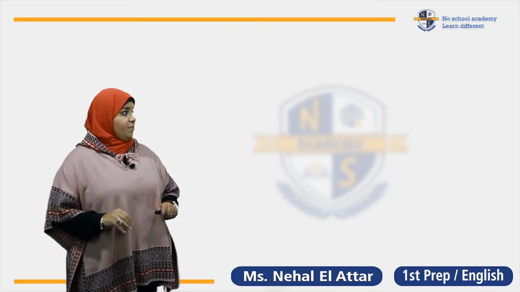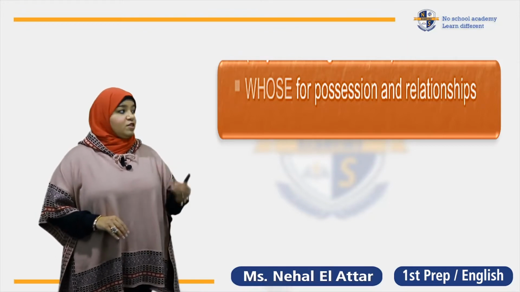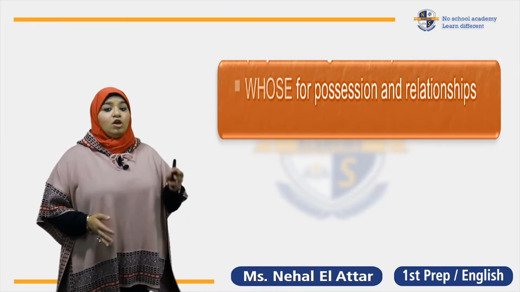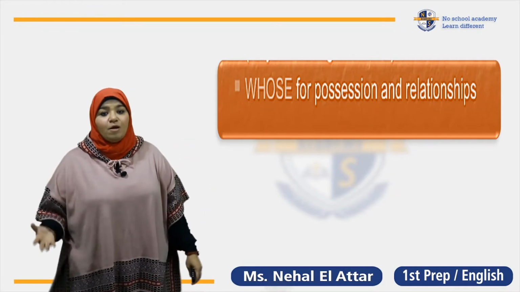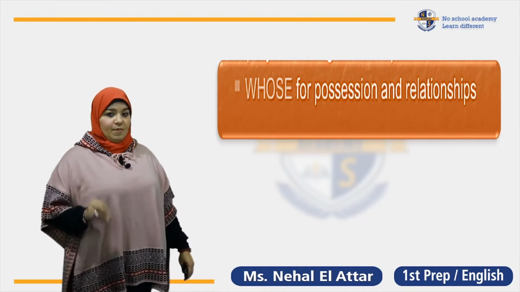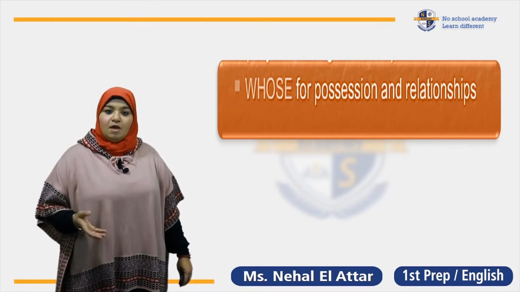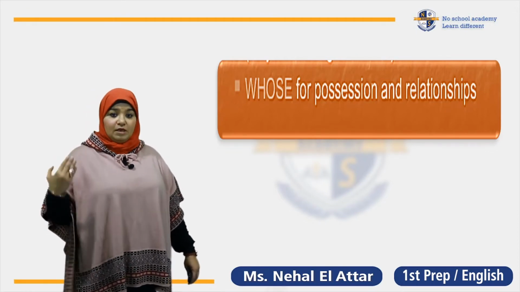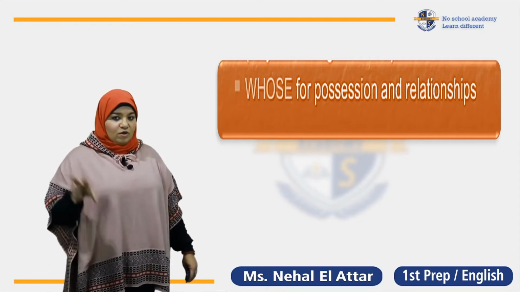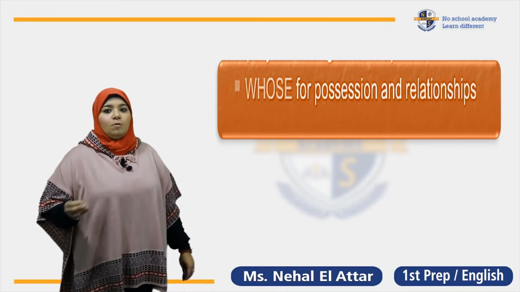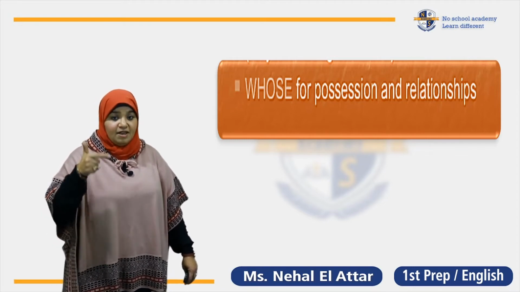And as I told you at the very beginning in the blue table, whose expresses possession, talking about owning something. Whose relates to the people, not the object. For example, this is a man, his car is red. So I'm talking about the man, and here whose expresses possession, and the man owns the car. Actually, whose replaces his, here, and there. Okay? Again, whose replaces his, here, and there.